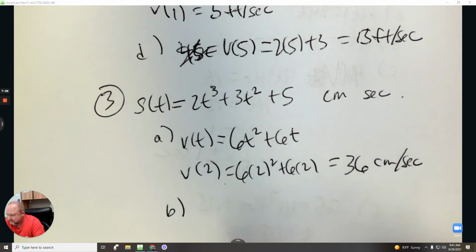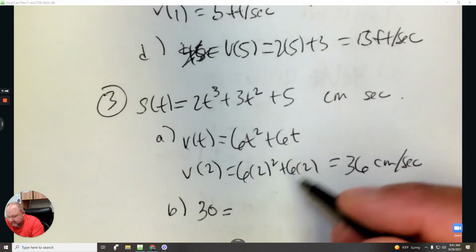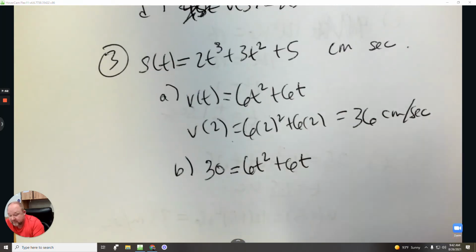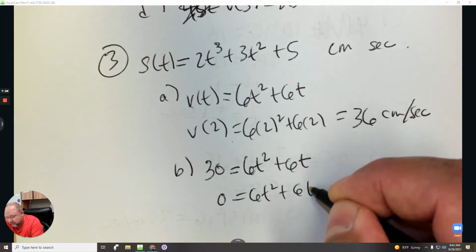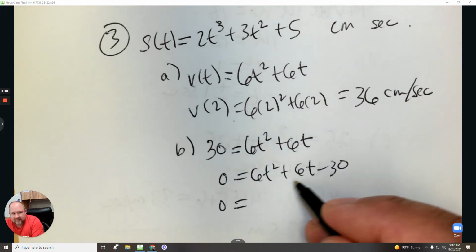B, when is the velocity of the ball 30 centimeters per second? So the velocity is 30. The velocity equation is 6t squared plus 6t. This is factorable, so I'm going to make it equal to 0. If it wasn't, I'd let you know, and I'd say use a calculator. Divide everything by 6.